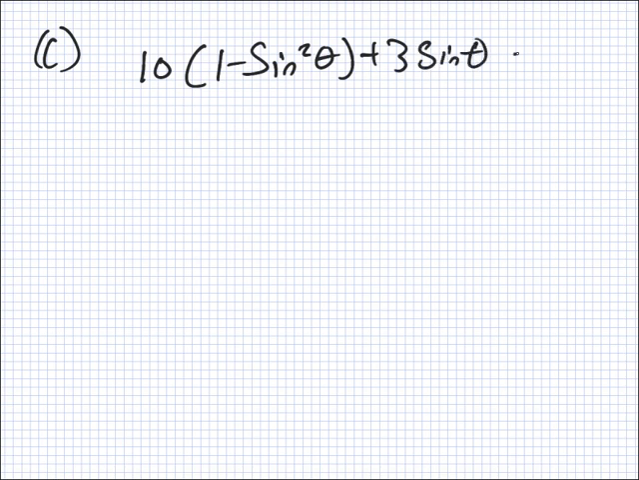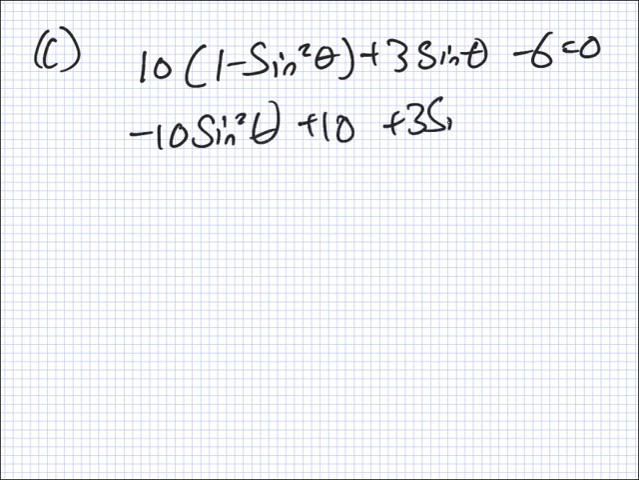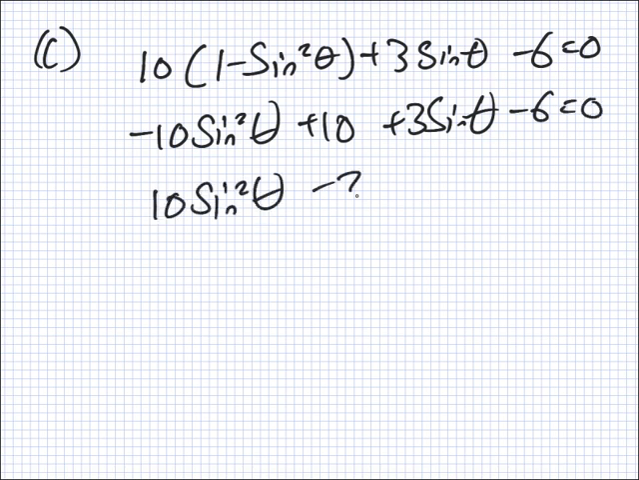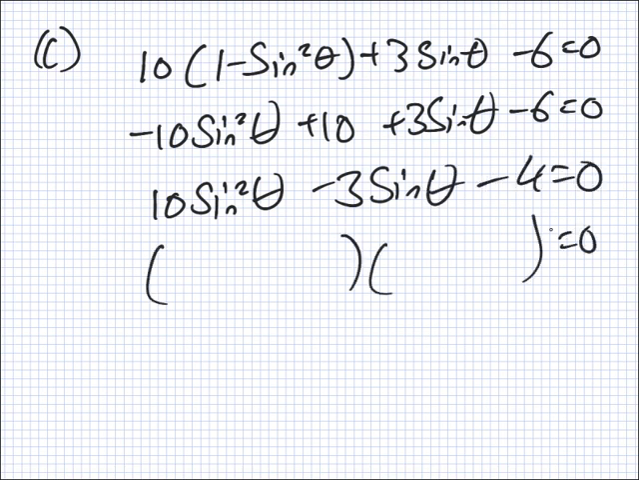Right, so you replace cos squared with 1 minus sine squared. Minus 10 sine squared theta plus 10 plus 3 sine theta minus 6 equals 0. So that's 10 sine squared theta minus 3 sine theta minus 4 equals 0. Do we have factors here? Please tell me we do.